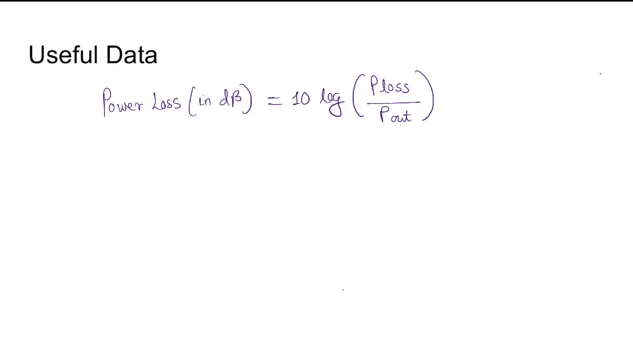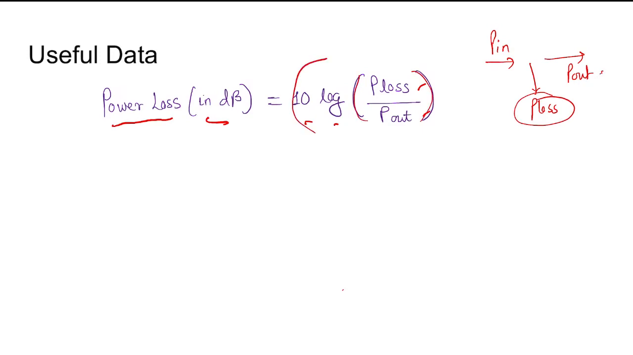For useful data, you need to know that the power loss in decibels is 10 log P loss by P out. So if this is P in, this is P loss, and this is P out. You take this P loss and divide it by P out, and you take 10 times log of that to get the power loss in decibels.